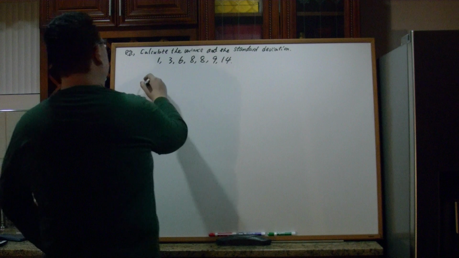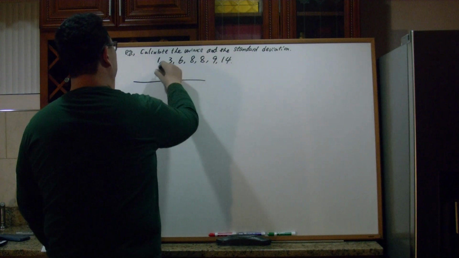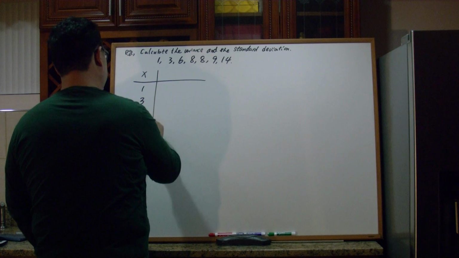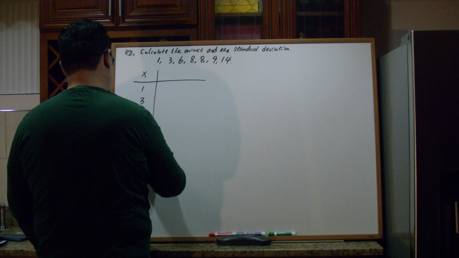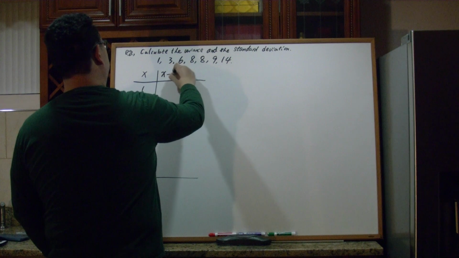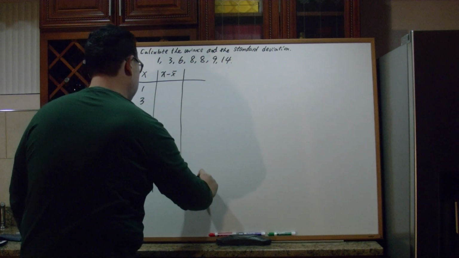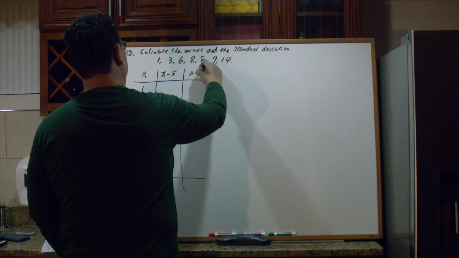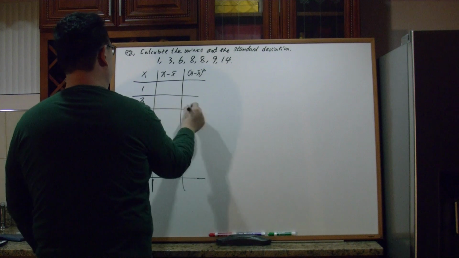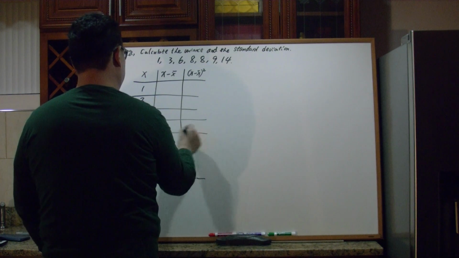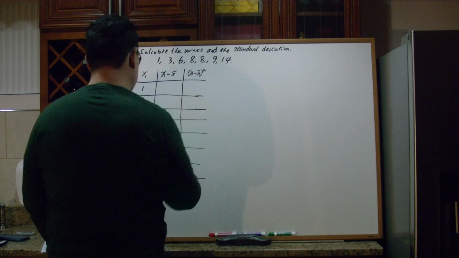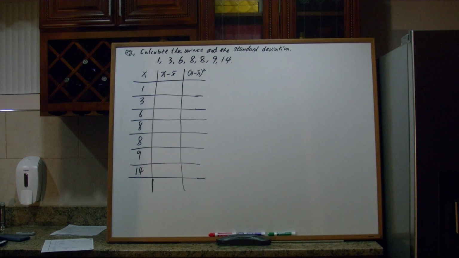Right, so what we can do with this one is just build the table. Build a column of 1, 3, 6, 8, 8, 9, and 14. Then we have another column, x minus x bar. Then the third column is the square of it. If you want to, just separate them in the middle.